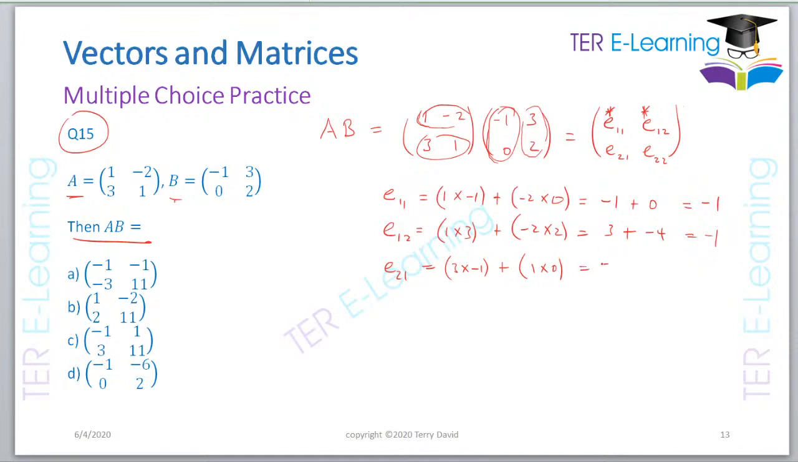So 3 by minus 1 gives me minus 3, right? Plus 0. So this gives me minus 3. So I've just worked out this number now.